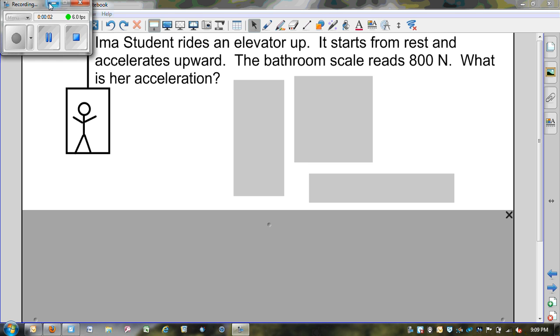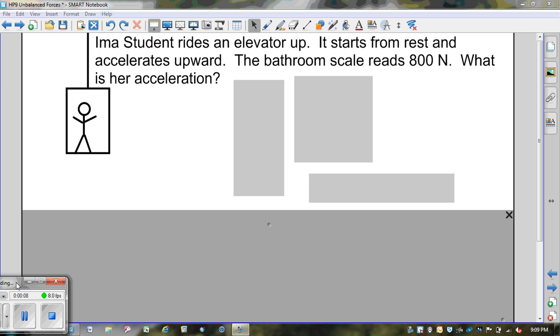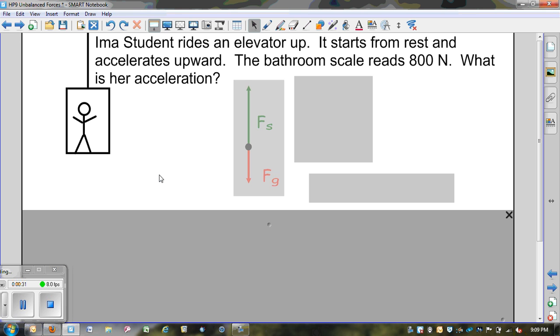All right. This is the first type of elevator problem we're going to review. This is used to find an elevator problem where you need to find an acceleration. So the problem here is, a student rides an elevator up. She starts from rest and accelerates upward. The bathroom scale reads 800 newtons. What is her acceleration? Now, just like all of our problems, we're going to start with a force diagram.